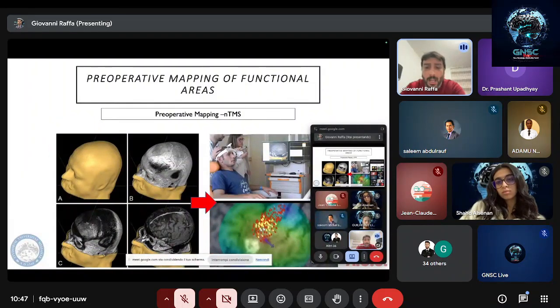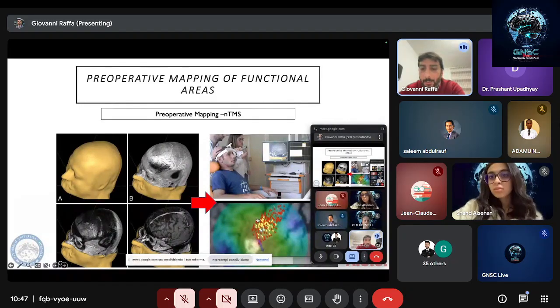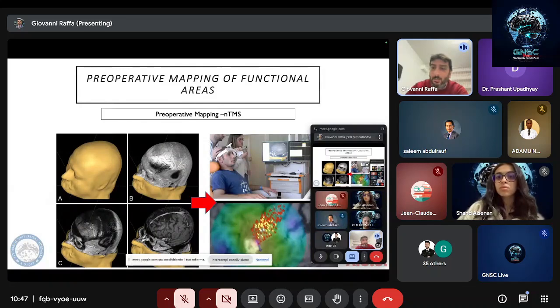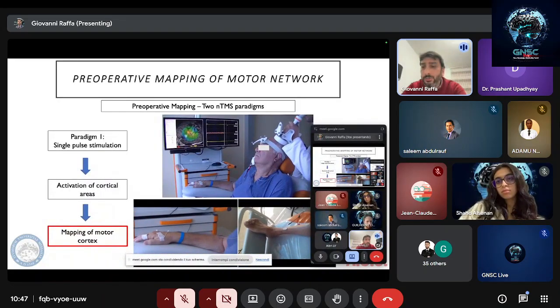This is an example of how we use this kind of technology. We put our MRI scan inside the system, and we obtain the 3D reconstruction of the MRI scan. Then you can see this dipole, which is the coil that is moved over the cortex of the patient. We can see in real time the movement of the coil over the different brain areas, and we can stimulate each single area of the brain to understand where the motor cortex is located in comparison with the lesion. And we can use two different types of paradigms for NTMS stimulation.